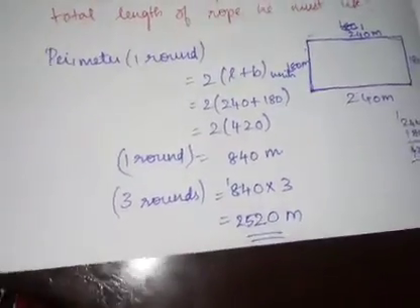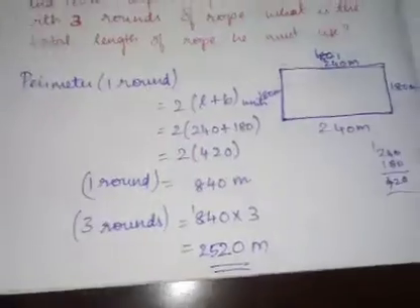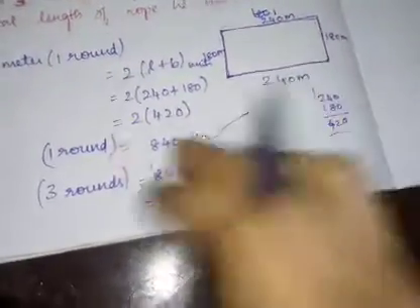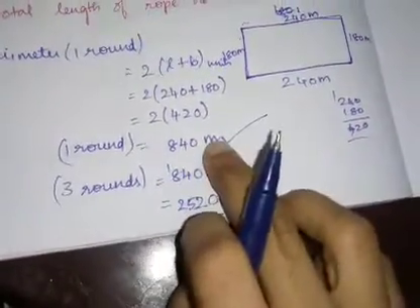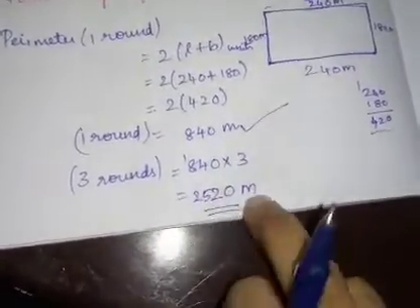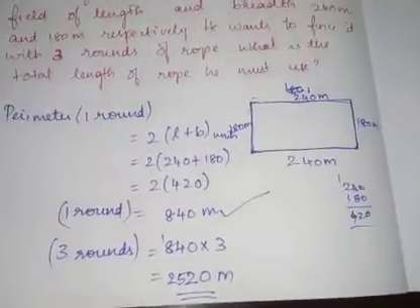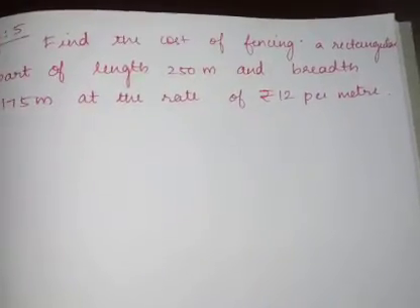2520 meter of rope is needed for fencing 3 rounds of this rectangular field. For one round, 840 meter of rope is needed. For 3 rounds, 2520 meter of rope is needed for fencing. Okay. Next is your example number 5.